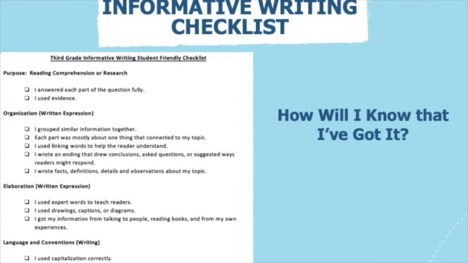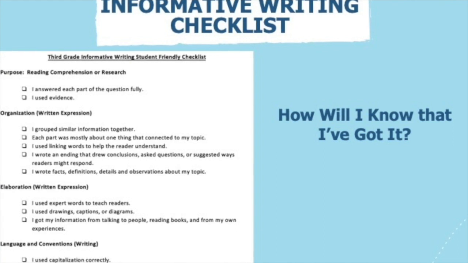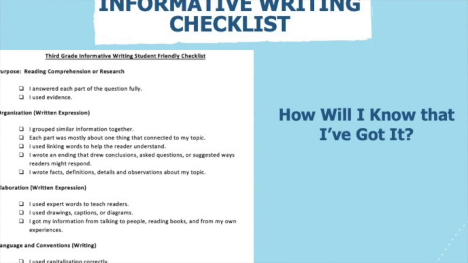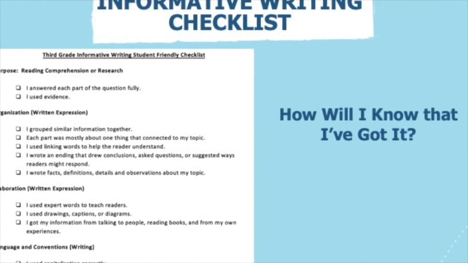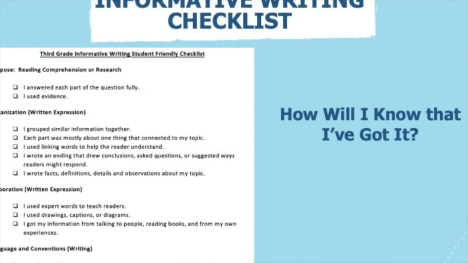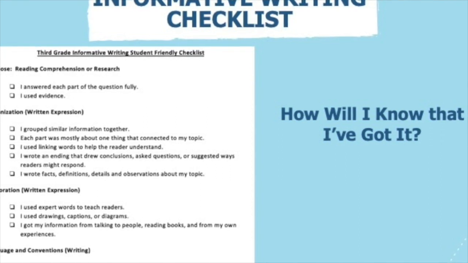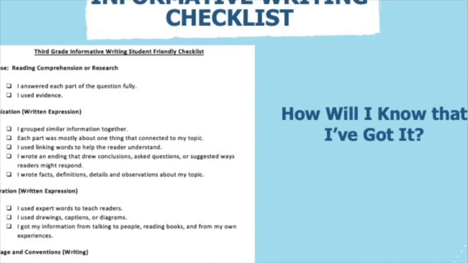Your writing should be organized. You should group similar information together. Each part should mostly be about one thing that's connected to your topic. You should use linking words to help the reader understand. You should write an ending that draws conclusion, asks questions, or suggests ways readers might respond. And you should write facts, definitions, details, and observations about your topic.